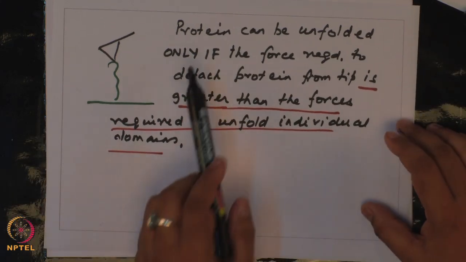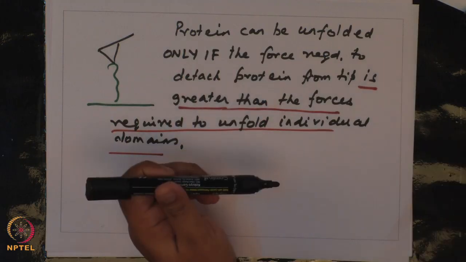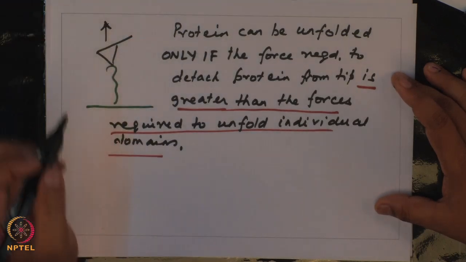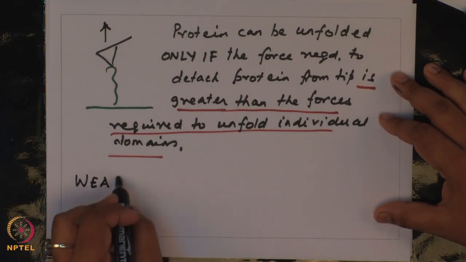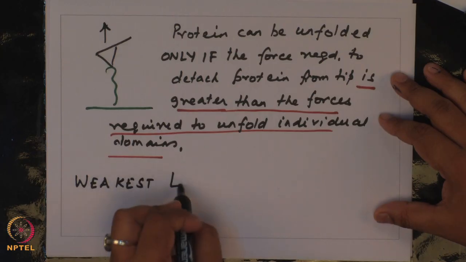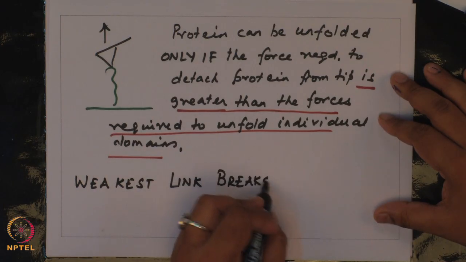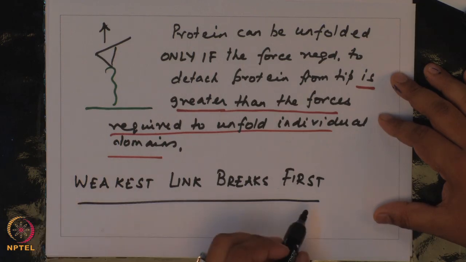Let us read it again. Protein can be unfolded only if, and when I say protein can be unfolded, I mean that the unfolding signature is observed in the experiment, the force required to detach protein from the tip is greater. This is a system of springs connected in series, so it is always the weakest link that breaks first.